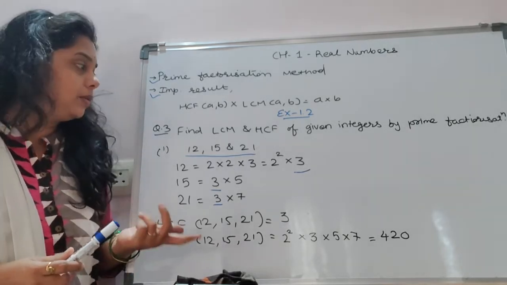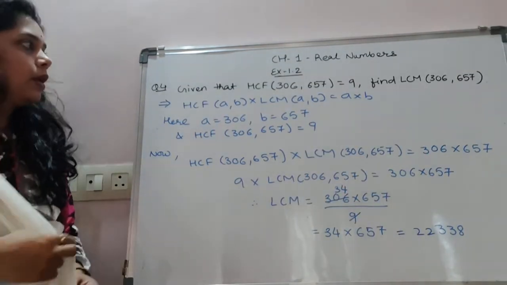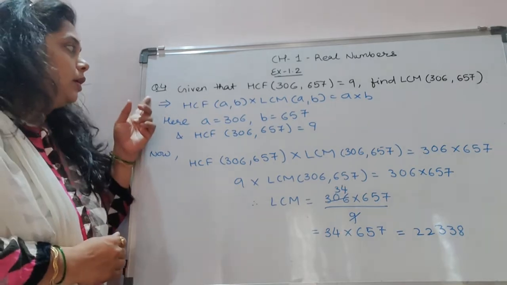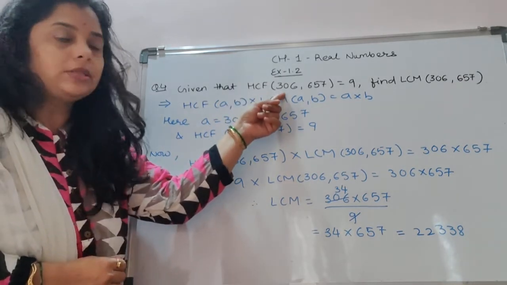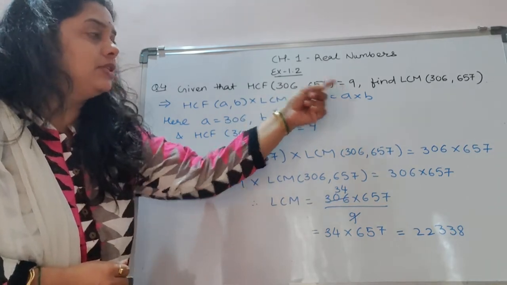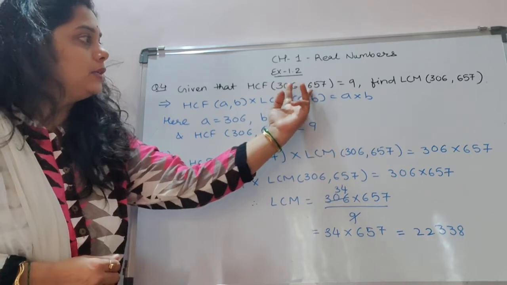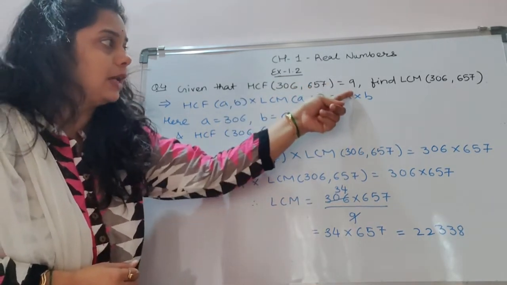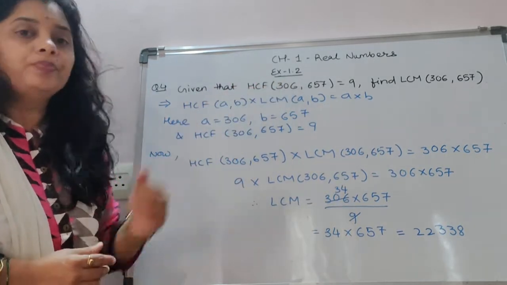We will continue with the fourth one. Let's move to the next question, question number 4. In that, the given data is that the HCF of 306 and 657 is equal to 9. The value of HCF is given for these two integers, and HCF is 9. They are asking us to find the LCM of those two numbers.